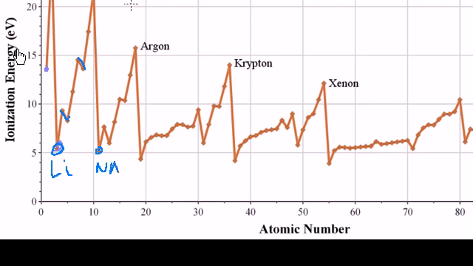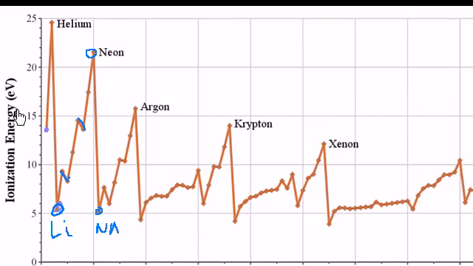So you see this general trend. These are the noble gases right here. Let me make sure you can see them all in the video screen. Helium, very hard to remove that electron. Neon, it's very hard, but a little easier than helium. And that's because neon's a little bit bigger. The electrons are a little bit further away from the nucleus.